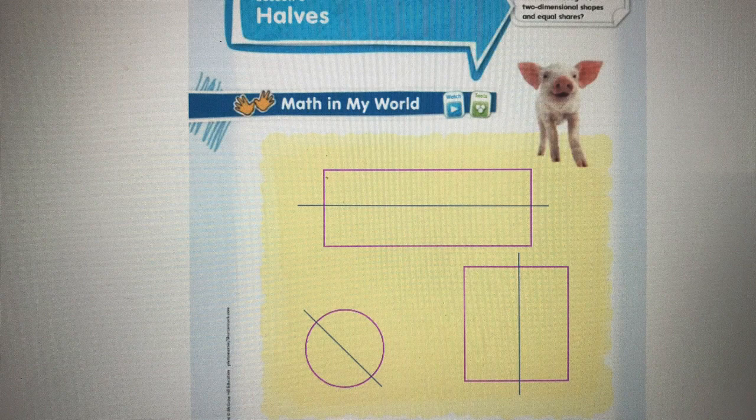Now, if you look at all these shapes, you can see that each side of the line that's written through the shape is equal. Both sides have the same amount. Go ahead and take your pencil and copy what I have on my paper and do that for yours.